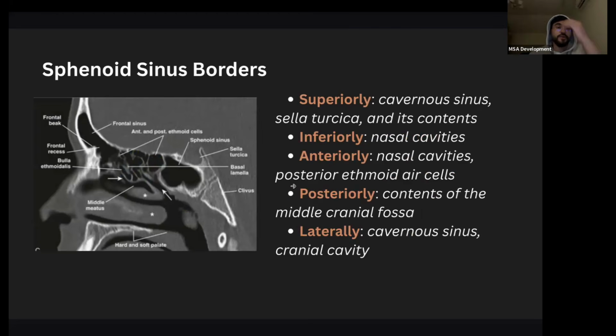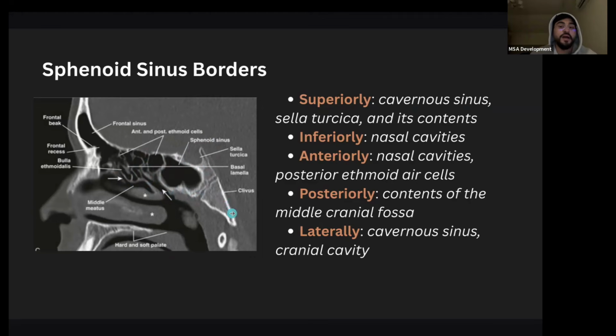Okay, so the sphenoid sinus borders, you have to know this. So this is the sphenoid sinus, right? Superior to it, you'll have the sella turcica, where the pituitary gland sits. And right next to the pituitary gland, you have the cavernous sinus. Right? Inferior to the sphenoid sinus, you'll have the nasal cavity. Anterior to it, you'll also have nasal cavities and the posterior ethmoidal cells. And laterally, you'll have the cavernous sinus and the cranial cavity.